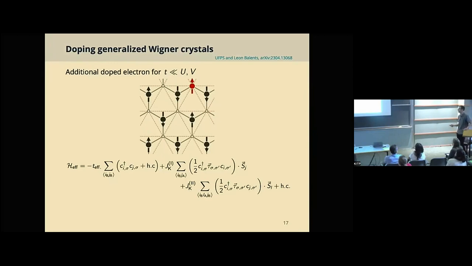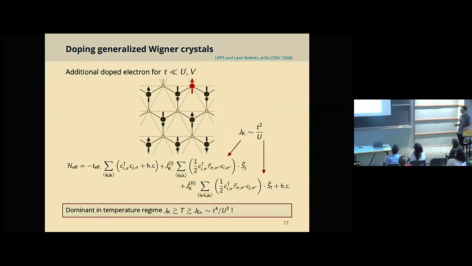So far, I've only talked about second order perturbation theory, right? All of these interactions are now on the order of T squared over U. And this is a crucial point, because it means that there's now a parametrically large temperature regime where this Hamiltonian is much more important compared to the intrinsic exchange interactions. This Hamiltonian can be thought of as the dominant source for lifting the spin degeneracy of these localized charges in this intermediate temperature regime, which is, again, parametrically large.